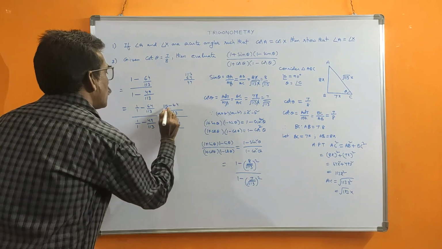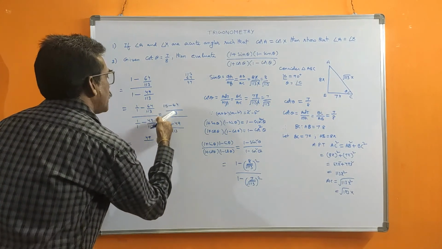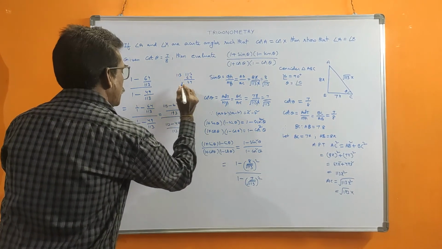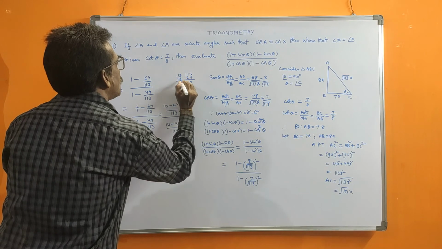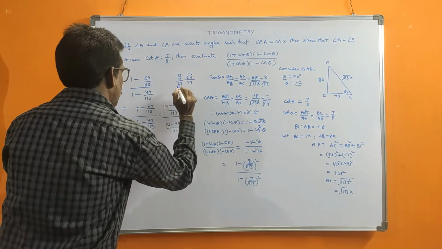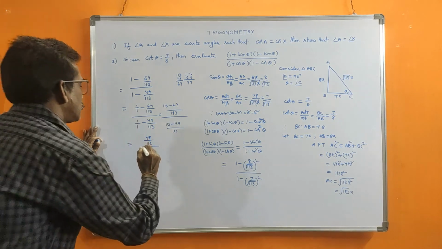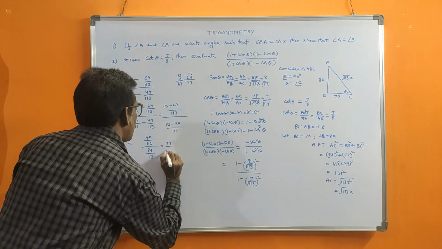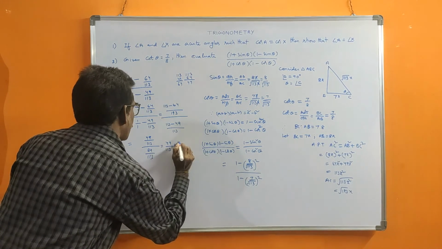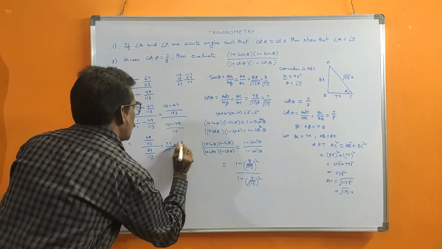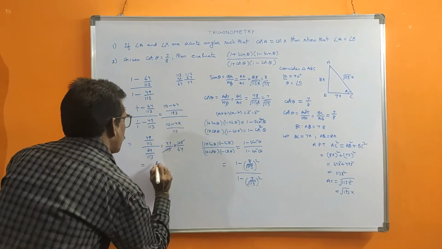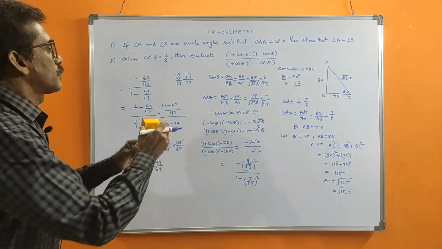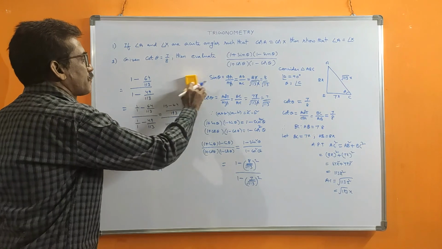So for this, 49 by 113 whole by 64 by 113. That is 49 by 113 into the reverse, 113 by 64. Cancel, so 113 and 113 cancel. 49 by 64.